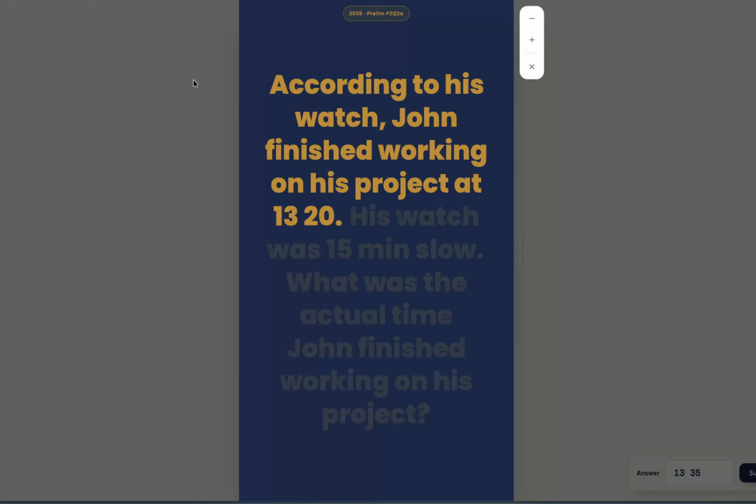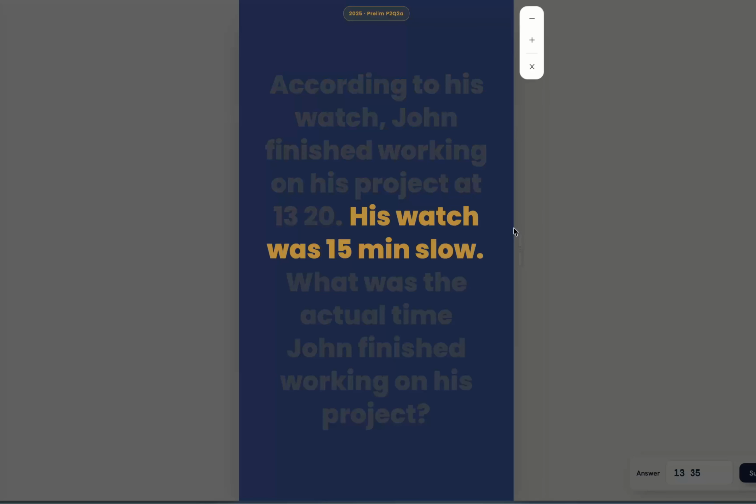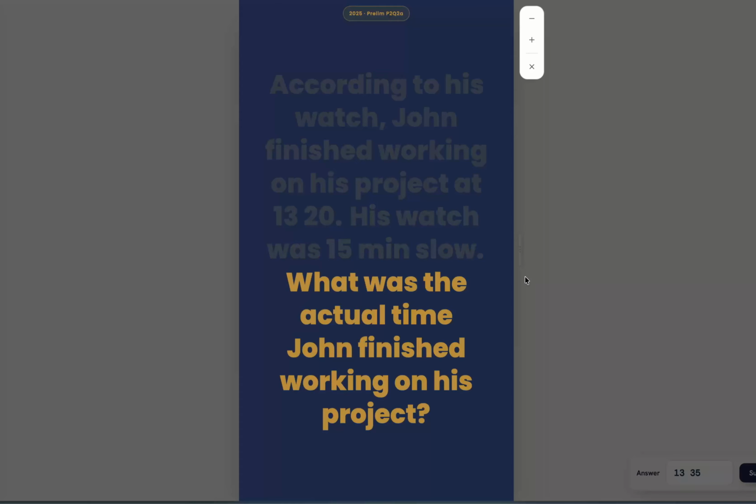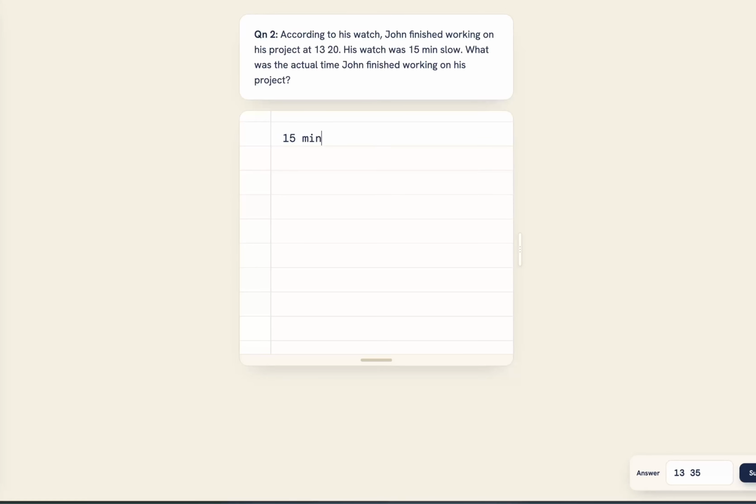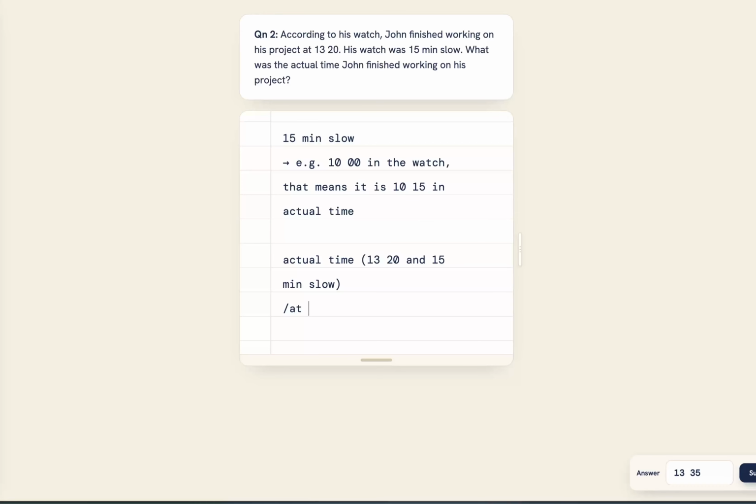Question 2. According to this watch, John finished working on his project at 13:20. His watch was 15 minutes slow. What was the actual time John finished working on his project? If it's 15 minutes slow, for example, if it's 10 o'clock on the watch, that means it is 10:15 in actual time. Therefore, if it's 13:20 and 15 minutes slow, 13:20 plus 15 minutes will be equal to 13:35.